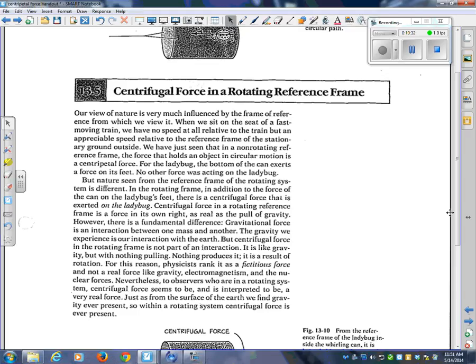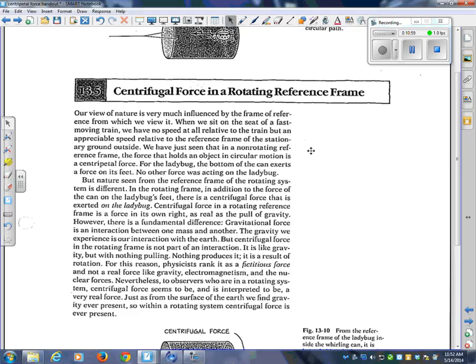If I'm sitting across the aisle from Sean on a train, I look over, he's not moving, he's just sitting there right beside me, right? But Mike, he's standing outside on the ground, he sees us go flying past, right? Our frame of reference is different. We have no speed at all relative to the train, but an appreciable speed relative to the reference frame of the stationary ground outside.